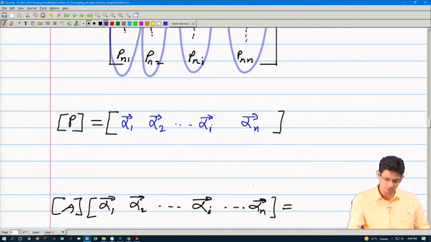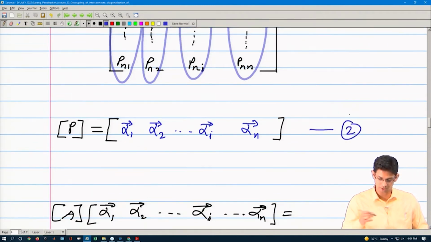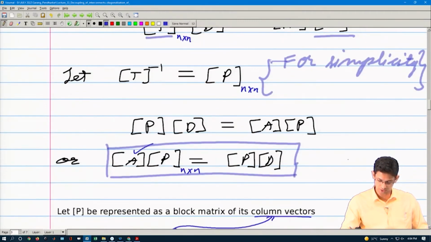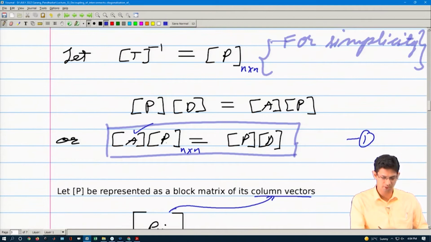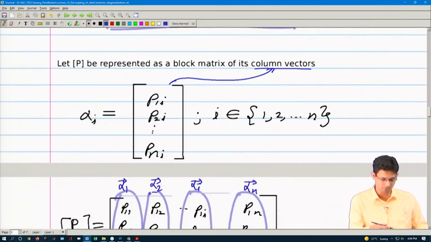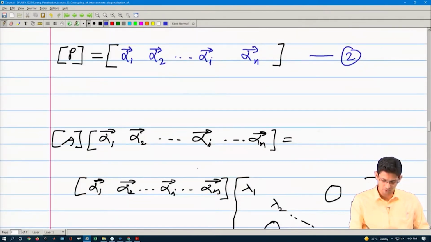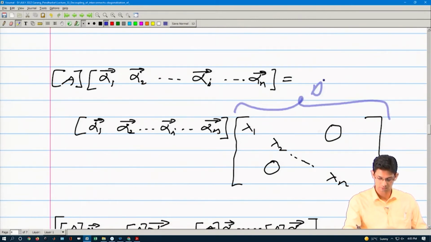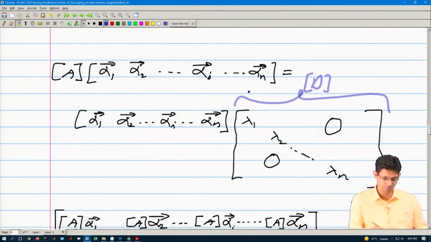So, then if I substitute this expression here, so let me number this as 2 and let me number this as say 1. So, I am just substituting now P in terms of alpha. So, I will get this equation, right. So, this is my D, this is my... right. So, I have these columns.